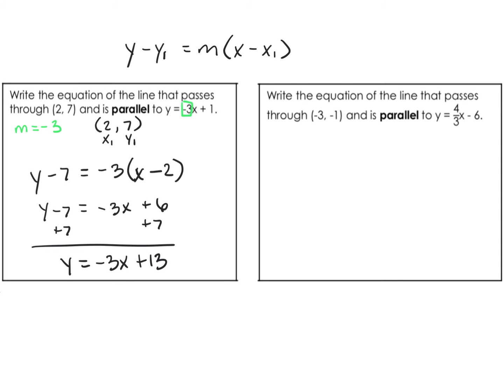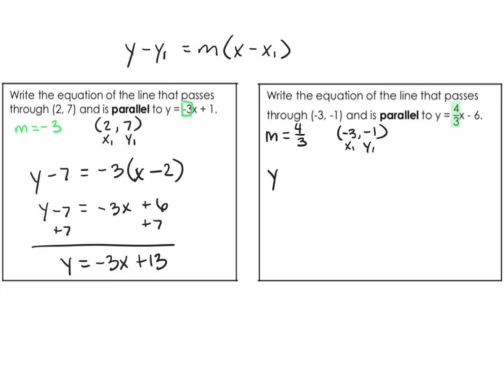Now let's do another example. It says, write the equation of the line that passes through (-3, -1) and is parallel to y equals 4/3 x minus 6. So our slope is right here, 4/3. We do not care about the minus 6, only the 4/3, because that is the slope that we need. So the parallel slope to 4/3 is 4/3. Then we have our (-3, -1) as x1, y1.